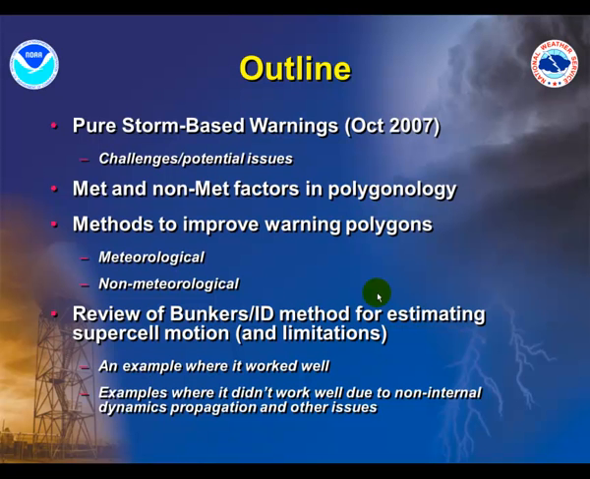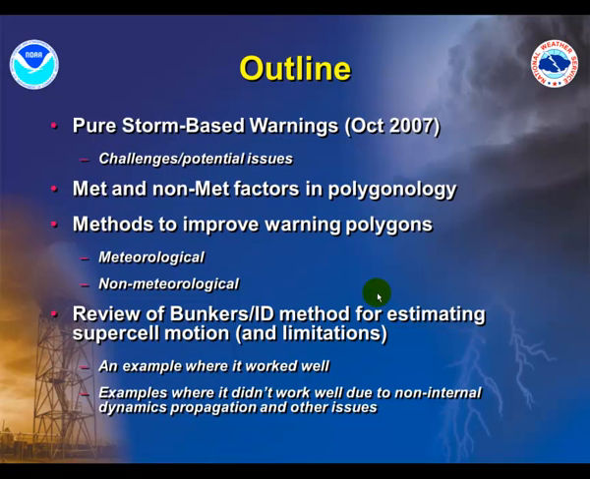We'll be looking at meteorological and non-meteorological factors in polygonology, and looking at methods to improve warning polygons, both meteorological and non-meteorological. As part of the meteorological part, we're going to review the Bunker's ID method, internal dynamics method, for estimating supercell motion, and talk about some of the inherent limitations of that method.